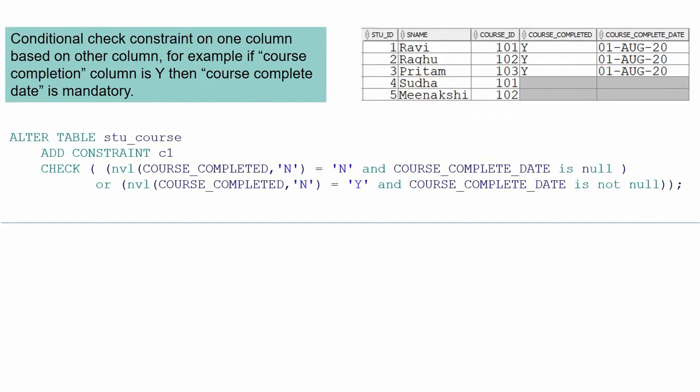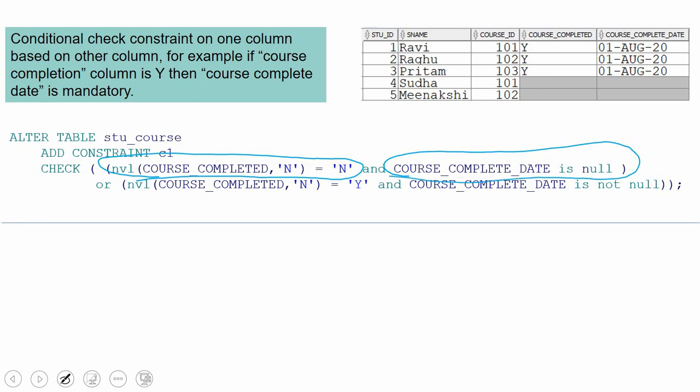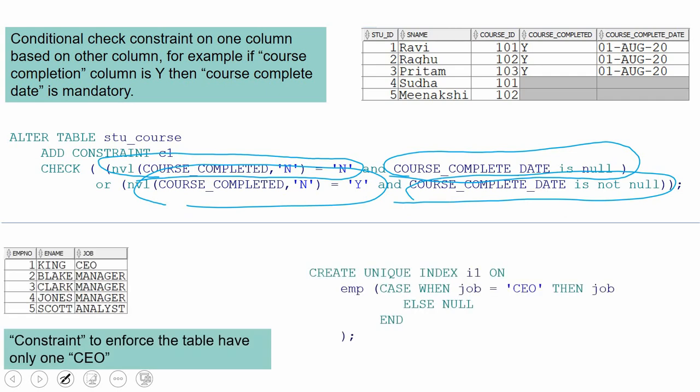Probably you can just refer from here. So the intention of this is, if the course completion is null or N, then the course completion date should be null. This is the first condition. Second is, if it is Y, then the date should be not null. Okay, this is our first question. The second question is quite simple. We are creating a unique constraint on the job column only for the job category as CEO. For the rest of the things, we are just considering it as null.